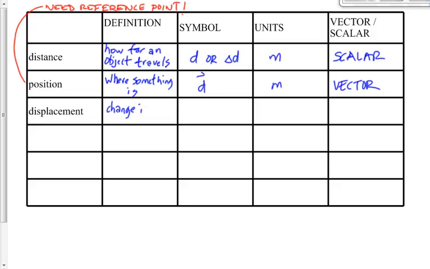Now, you're going to tell me the symbol for displacement here. Look up at the board right now. You can tell me the symbol for displacement. I know you can do this. Position is D with the arrow over it. Mackenzie, what's displacement? Good. Delta means change. We've got position, but change in position. Delta D with the arrow over it. Its units are going to be meters, vector, or scalar.